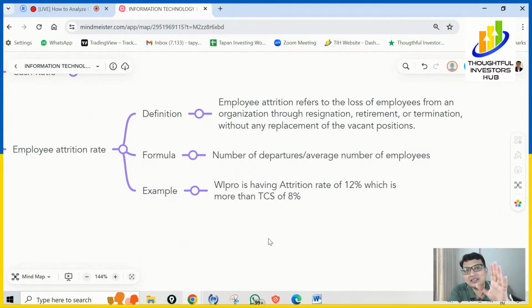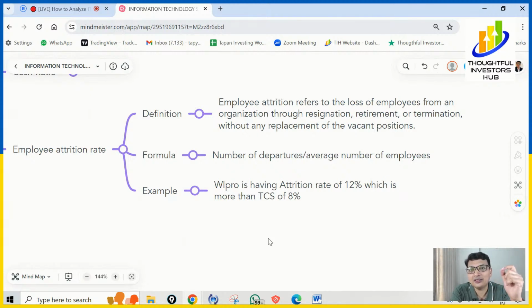So that is what it is: Wipro is 12% and TCS is 8%. Okay, so that is an employee attrition rate. Now tell me, if a company is having a big attrition rate, is it good or bad for a company? Type in the chat box.